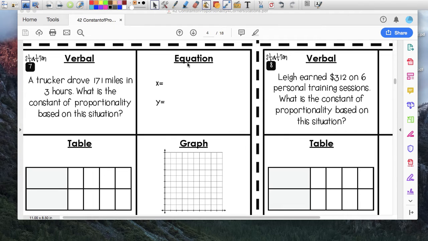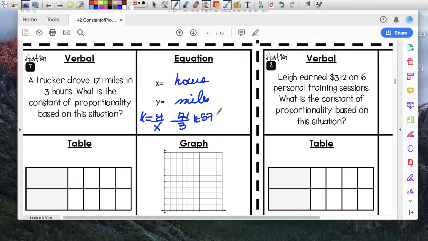Number 7. A trucker drove 171 miles in 3 hours. So we're going to write that the hours is my x. And again, we're doing miles. k equals y over x. My y value given to me here is 171, and my x value is 3. So 171 divided by 3 is 57. So my constant of proportionality is 57.